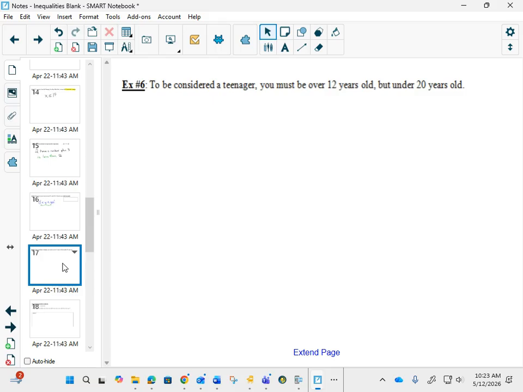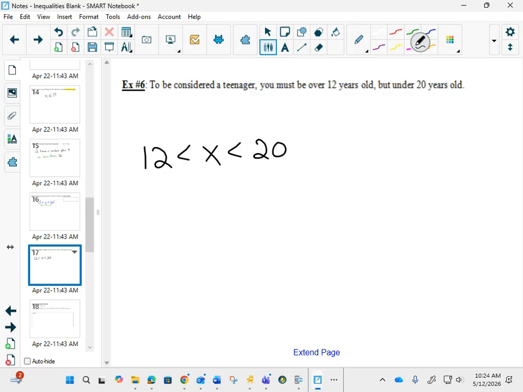Now we're going to have a little bit of a discussion. I saw a lot of people write this. Could a person have an equal sign under here? No, because the equal would say 12 is okay. At 12, are you a teenager? No. Right? You're not a teenager at 12.